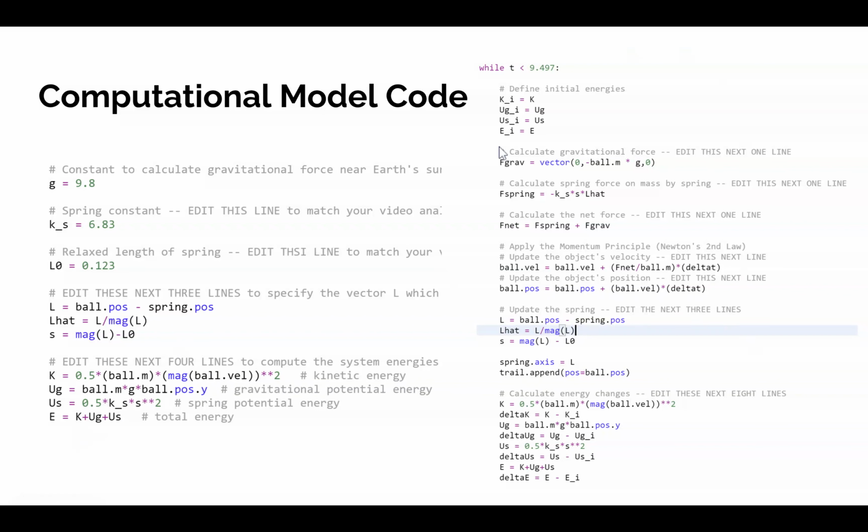On the right-hand side is the actual iteration process, where I calculated gravitational force and then spring force, and then added those two to get the net force. I then used that net force to apply the momentum principle and update velocity and position. Finally, I updated the spring, since the length of the spring is changing as it oscillates, and also calculated the energy changes.